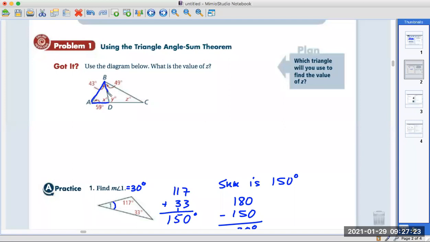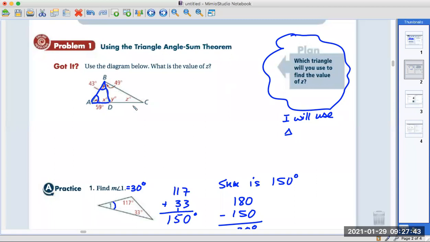And this looks like I can find X because I got 2 angles. This one is 43 and this one is 59. I always like looking at these little side things. I will use triangle ABD because I know 2 angles, and that means I can find the third one. So I can find X first.